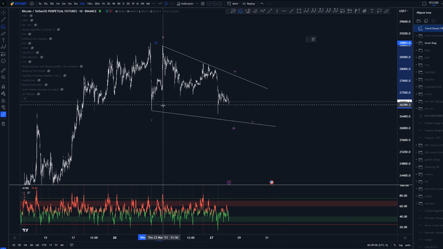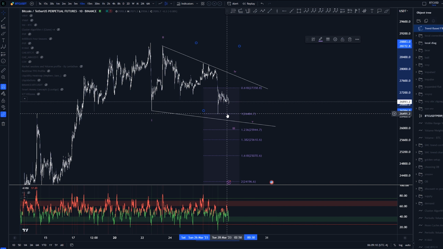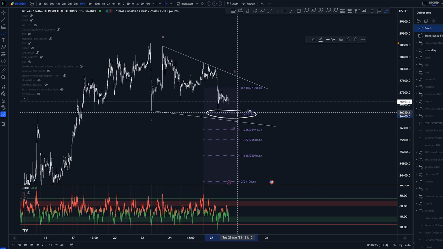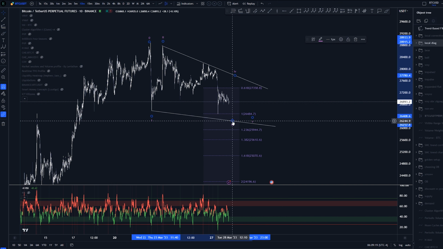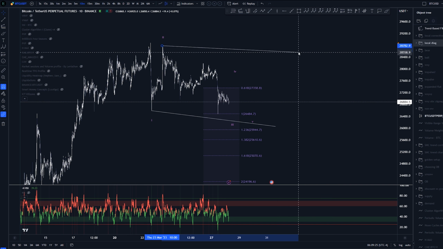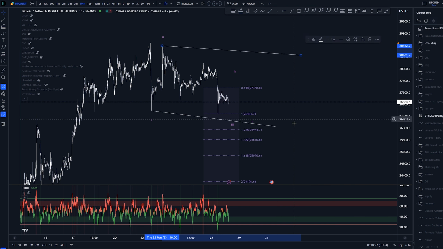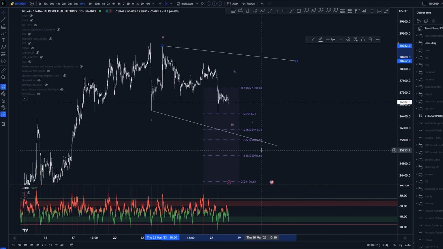Now, if we are looking at the extension targets here, we can see that we are coming right into the 1-to-1. Now, again, if we go beyond the 1-to-1 here, it would be more sensible to have this as a wave 3 of an expanding diagonal. However, again, I don't really like those at all. And in this scenario, we would have to do something like this. And I don't really think that is going to be likely.